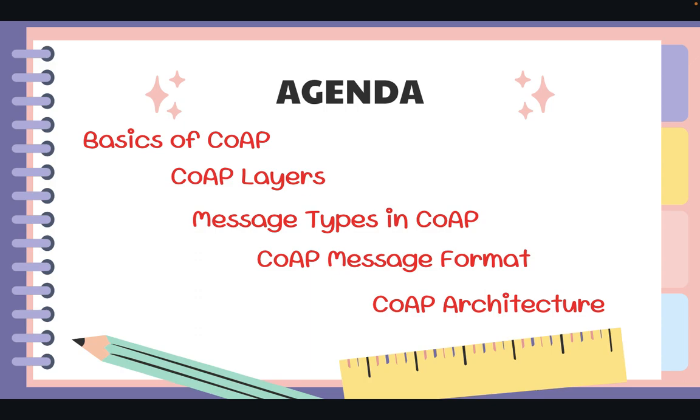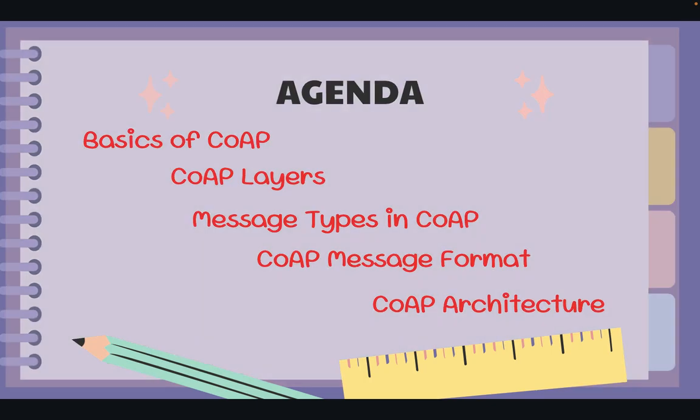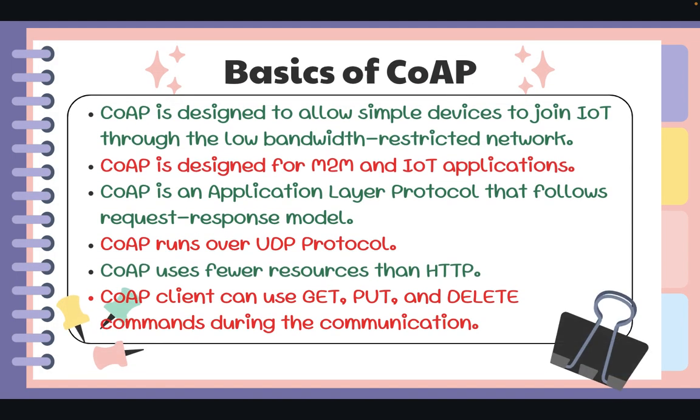So let us begin with basics of CoAP. Here I have taken some statements with respect to the basics of CoAP. CO stands for constrained, AP stands for application protocol. This protocol is mainly designed to allow simple devices to join the IoT through the lower bandwidth, called the restricted network. The meaning of that restricted network is nothing but a constrained node network.